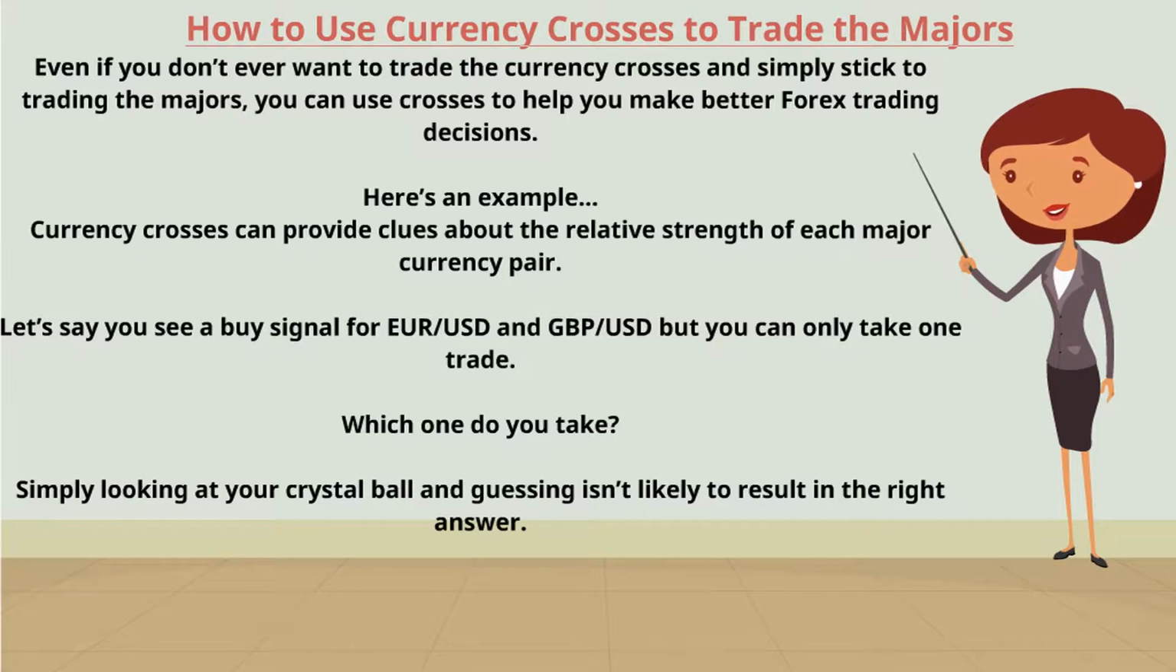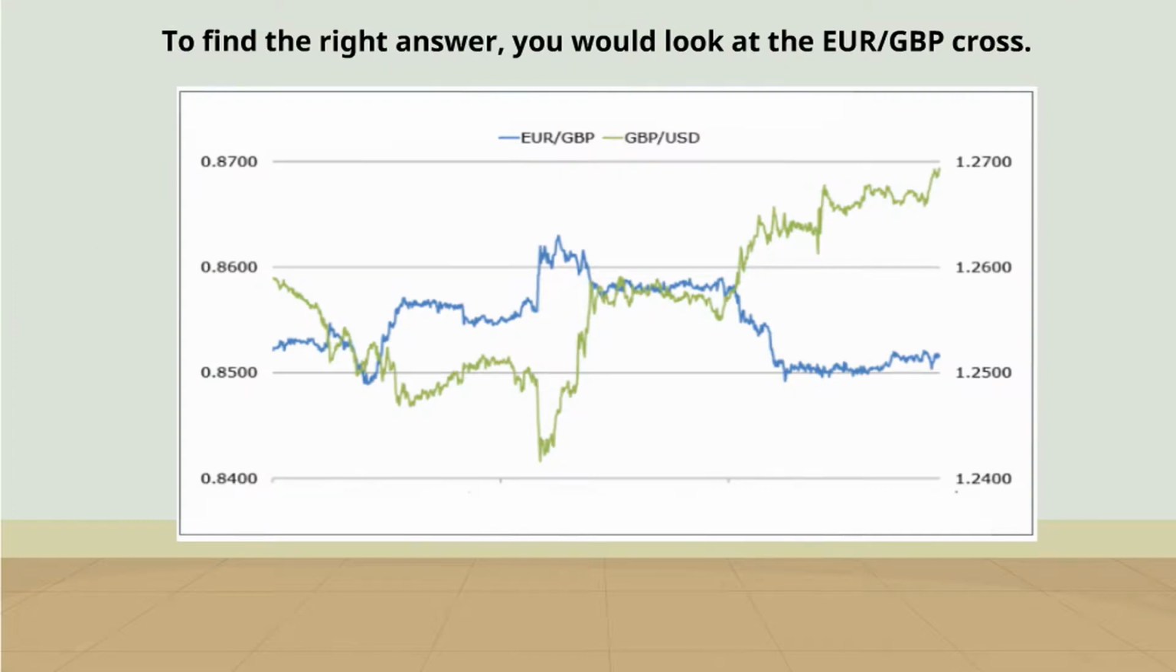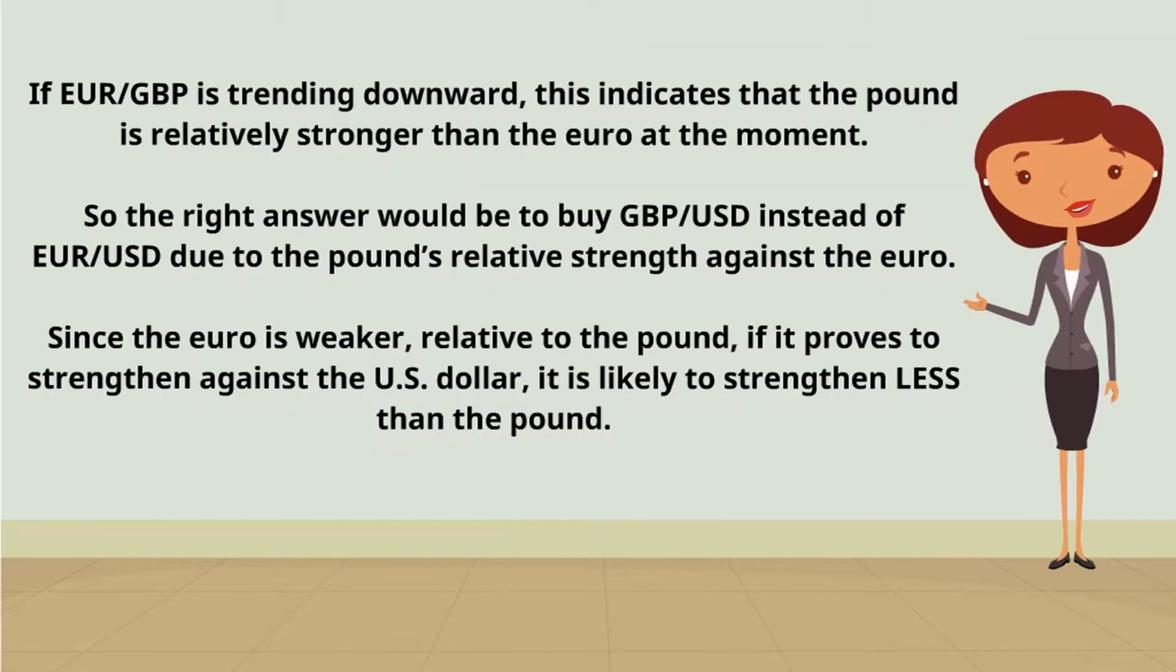Let's say you see a buy signal for euro to US dollar and pound sterling to US dollar, but you can only take one trade. Which one do you take? Simply looking at your crystal ball and guessing isn't likely to result in the right answer. To find the right answer, you would look at the euro to pound sterling cross. If euro to pound sterling is trending downward, this indicates that the pound is relatively stronger than the euro at the moment. So the right answer would be to buy pound sterling to US dollar instead of euro to US dollar due to the pound's relative strength against the euro.